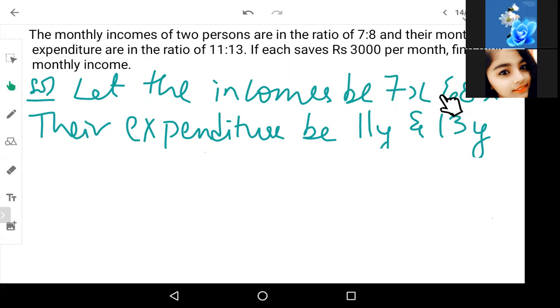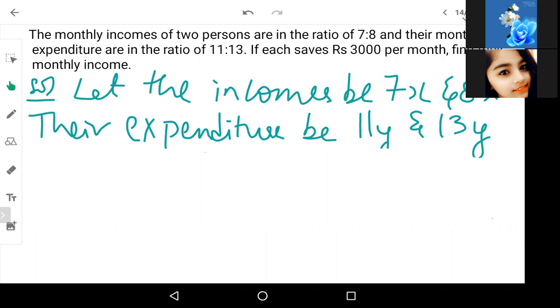So they have given us the ratios of monthly income and monthly expenditure, and they've also told that they are saving 3000 rupees per month each of them. So there are two people, you can take them as A and B also. Now these two people are having an income in the ratio of 7 is to 8, and they're having the expenditure in the ratio of 11 is to 13.